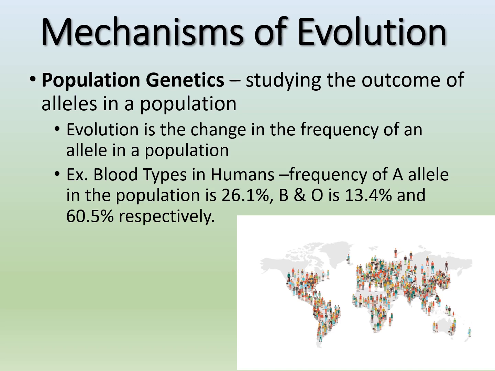And then B is 13% and O is 60.5%. So obviously we have many more O type blood types in a population than we do either A or B. But again, A is a little more frequent than B. So when we talk about allele frequency, they all have to add up to 100%.